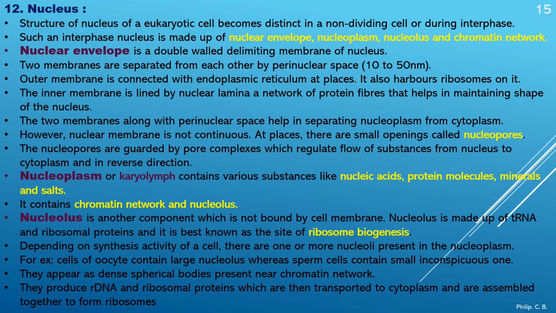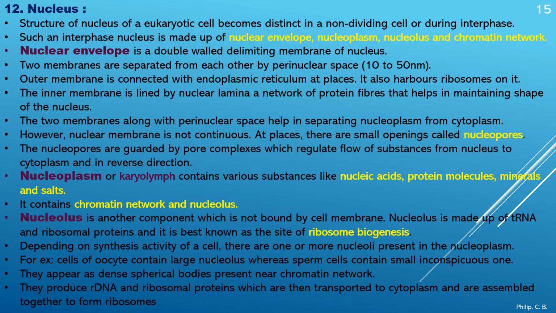So as the nucleus has its own matrix, the nucleoplasm, and the cytoplasm of the cell, they are separated from each other, but materials may be exchanged between them through the nuclear pores. However, the nuclear membrane is not continuous. At places there are small openings called nuclear pores. The nuclear pores are guarded by the pore complex, which regulates the flow of substances from the nucleus to the cytoplasm and in the reverse direction. That is, in both directions, exchange of materials takes place.